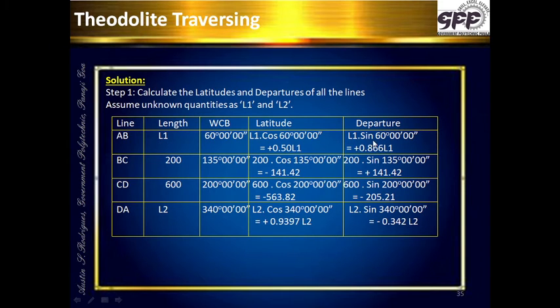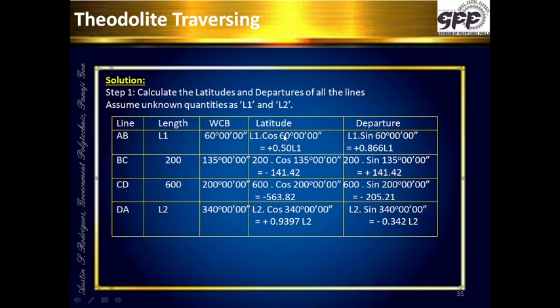So this tells me that latitude is in the north and departure is in the east because both are positive. Coming to the line BC, the length is 200 meters, the angle is 135 degrees. The latitude is given by the formula length into cos theta. The length is known over here to be 200 and theta is 135.